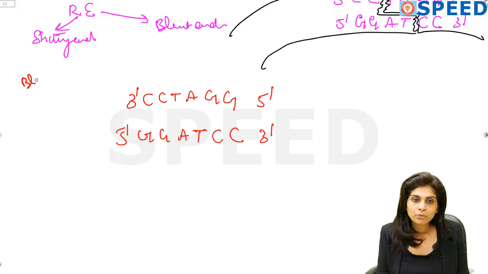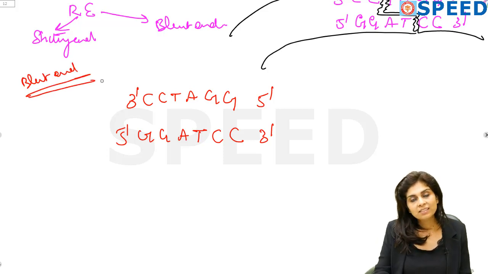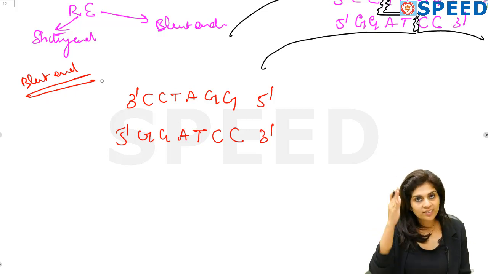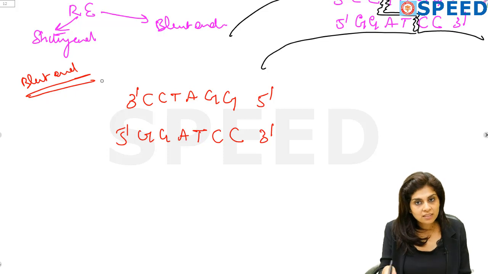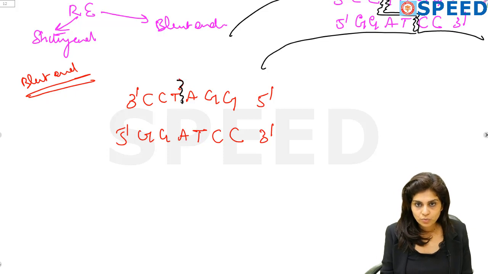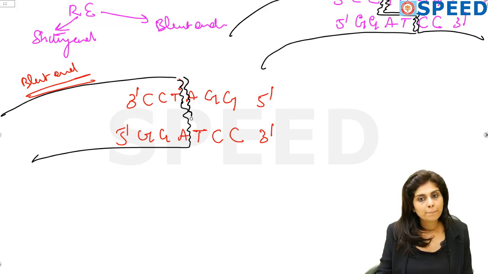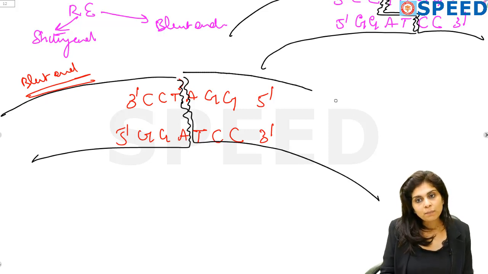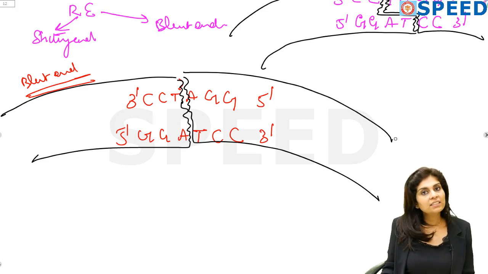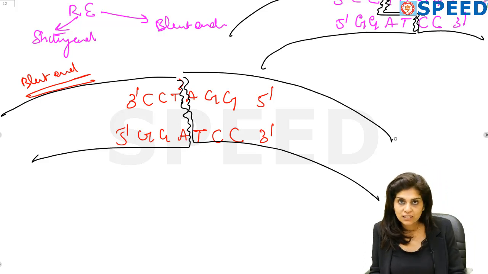Now a blunt end producing restriction endonuclease cuts both the strands at the same point, either after the first nucleotide or after the second nucleotide or after the third nucleotide. For example, if it cuts here, after the third nucleotide, it cuts both the top strand and bottom strand, then the cut ends produced are blunt. Yeah, the cut ends are blunt, and this is called a blunt end producing restriction endonuclease.